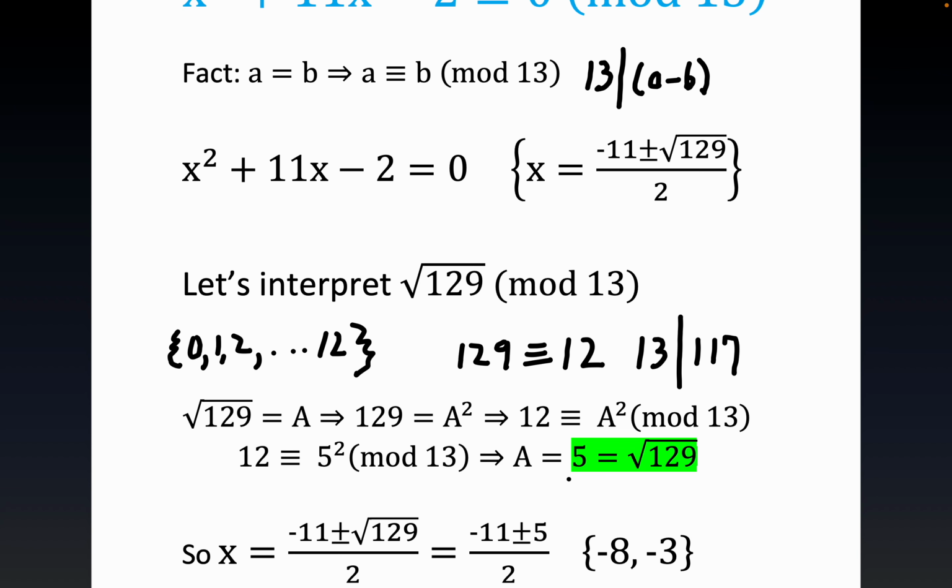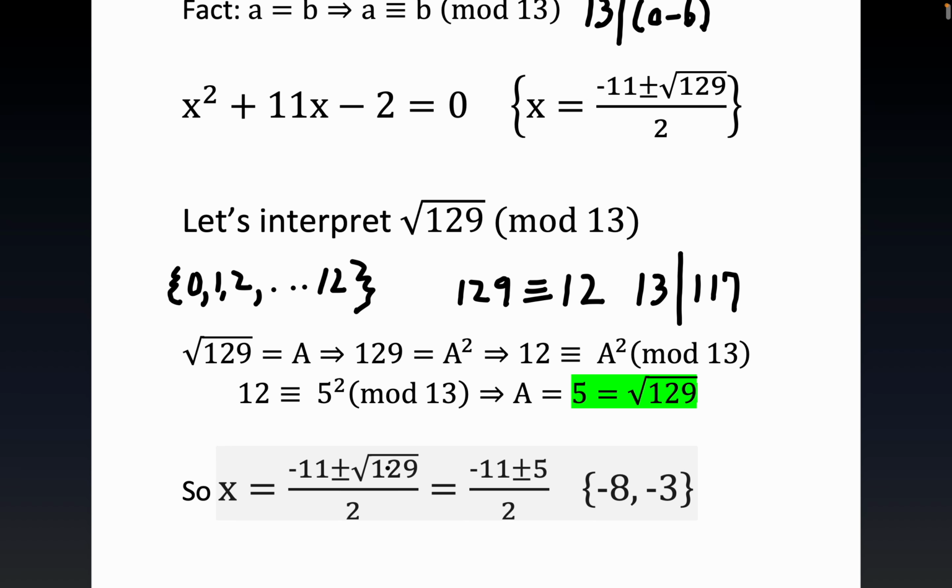Okay, so we get that 5, and this is a big deal. We get that the square root of 129 modulo 13 is actually just equal to 5 in modular arithmetic. Notice the square root of 129 is certainly an irrational number. But in modular arithmetic, the square root of 129 is incontrovertibly equal to 5. And so what we did right here is replace the square root of 129 with 5, and we get these two statements right here. You get these two values, minus 8 and minus 3.